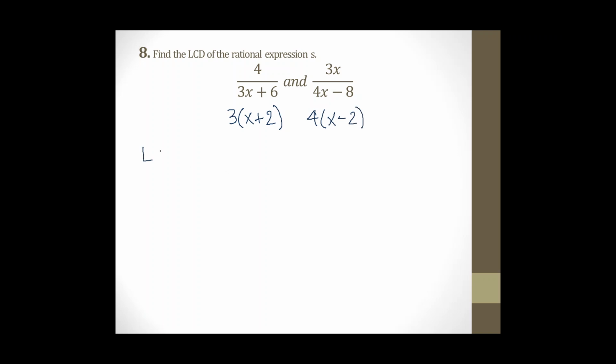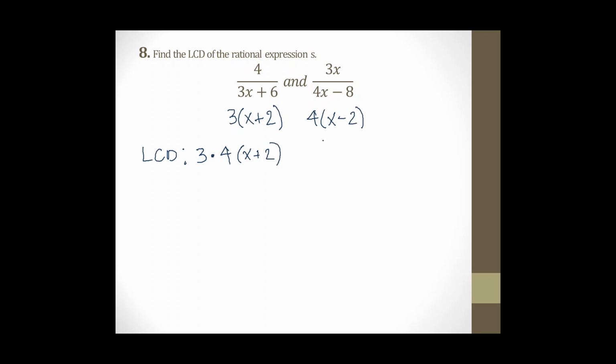Okay, so the least common denominator. So I need every factor to be accounted for, basically. So I need to have a 3, because this has a 3. This one has a 4, so I need to also have a 4. Now I'm multiplying all these together. I need to have an x plus 2, so I need to include that.